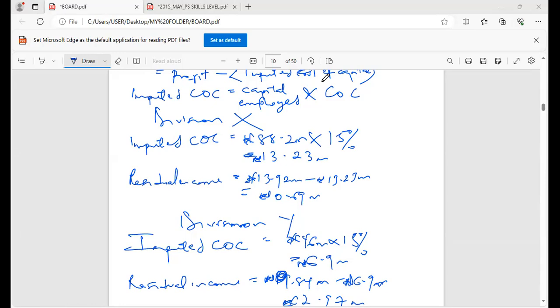For division Y, for the residual income, I don't know how to comment on it. I think it's a better measure of a company's performance for division Y because it gives a higher return on investment. That's what I can say.